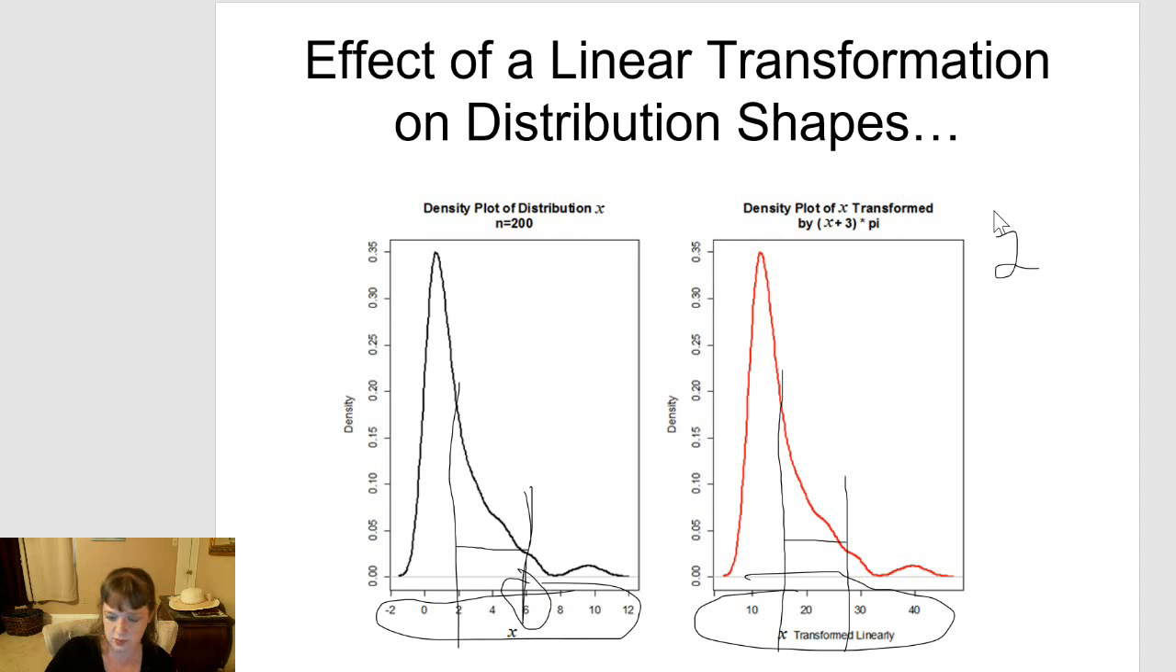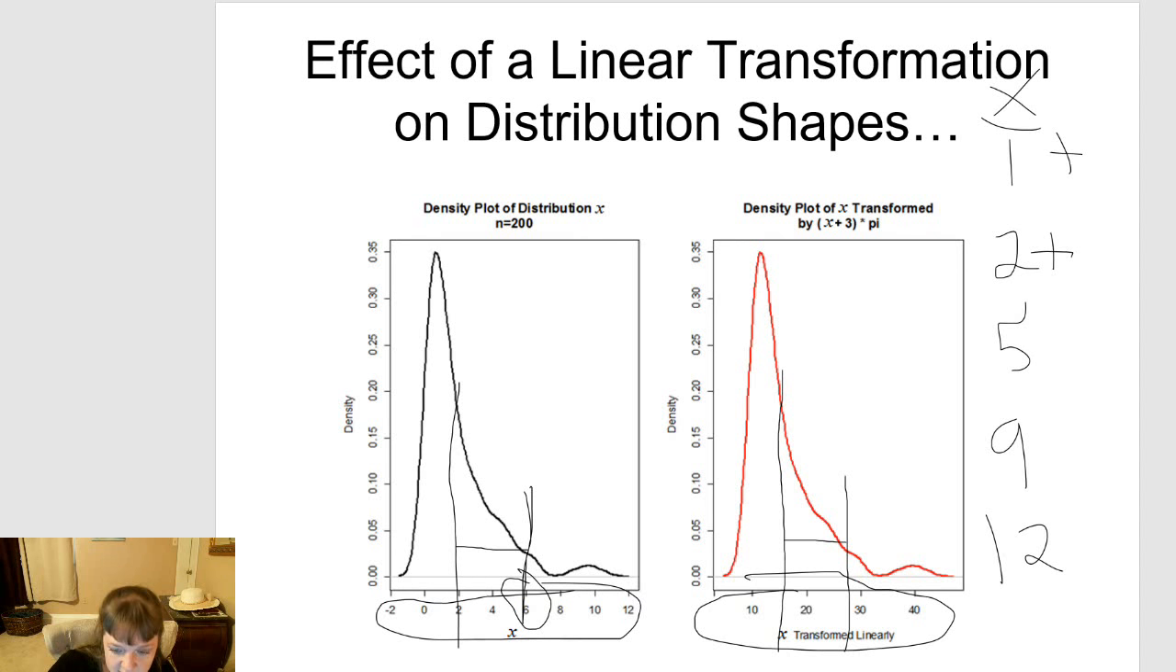let's see, 1, 2, 5, 9, 12, whatever. This is my set of X scores, 1, 2, 5, 9, and 12. If I take all these scores and add something, take all these scores and subtract something, take all these scores and multiply.